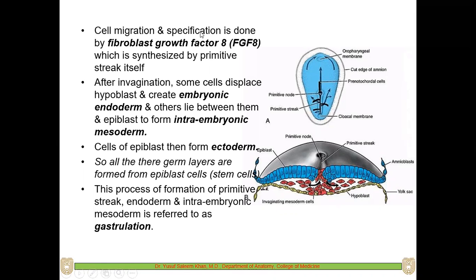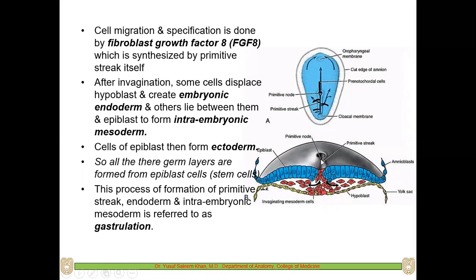Cell migration and specification is done by fibroblast growth factor 8. This is a very important factor which helps in the determination of the cells. Still they are just cells. There is no organ, no formation of head, brain, no limbs, no abdominal organs, nothing. They start differentiating because of fibroblast growth factor 8, which specifies each cell with a specific function and is synthesized by the primitive streak itself.